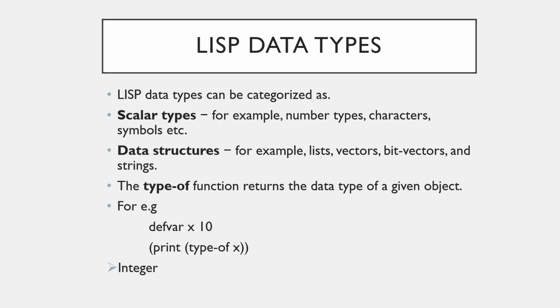There is a function, type of, which returns the data type of the provided object. So we will take an example. If we have defined a variable x as 10, now we will see what is the data type of this variable. So we will use the print function, print type of x. So the answer will be integer because 10 is an integer value. You can change the value of x and see the type of that object.